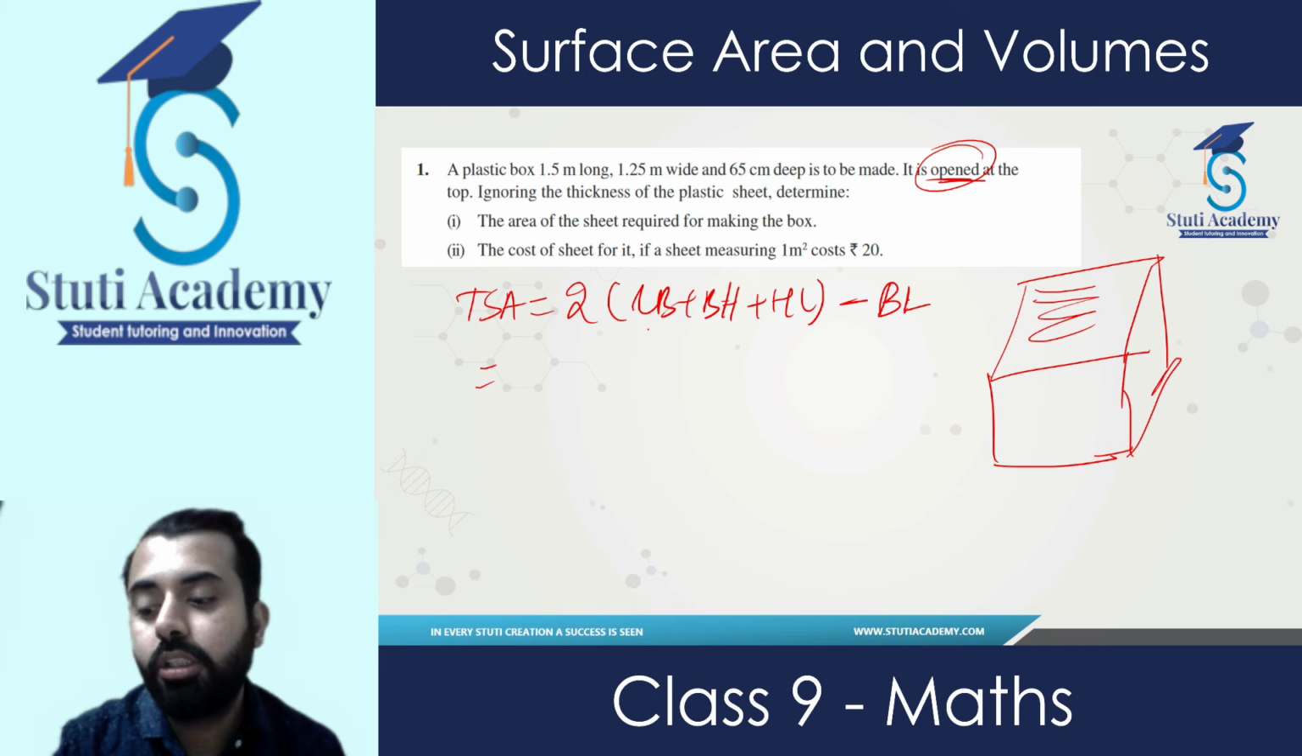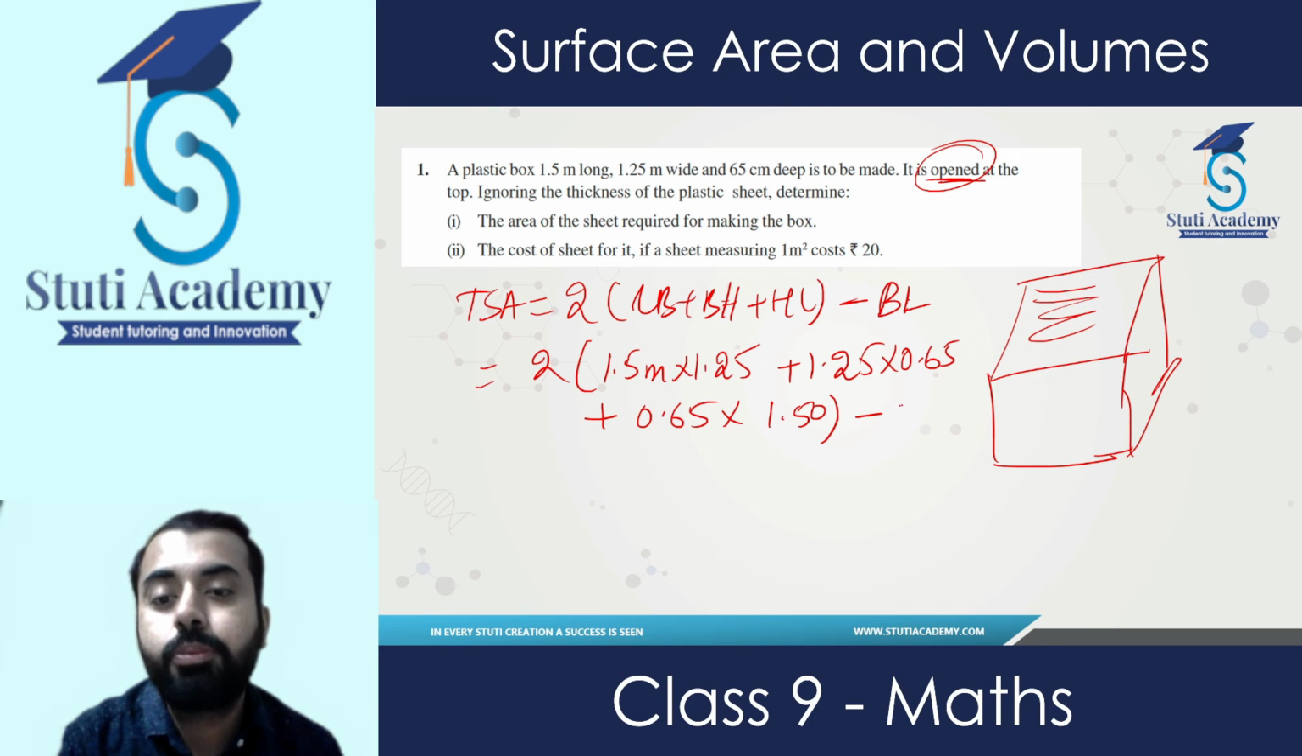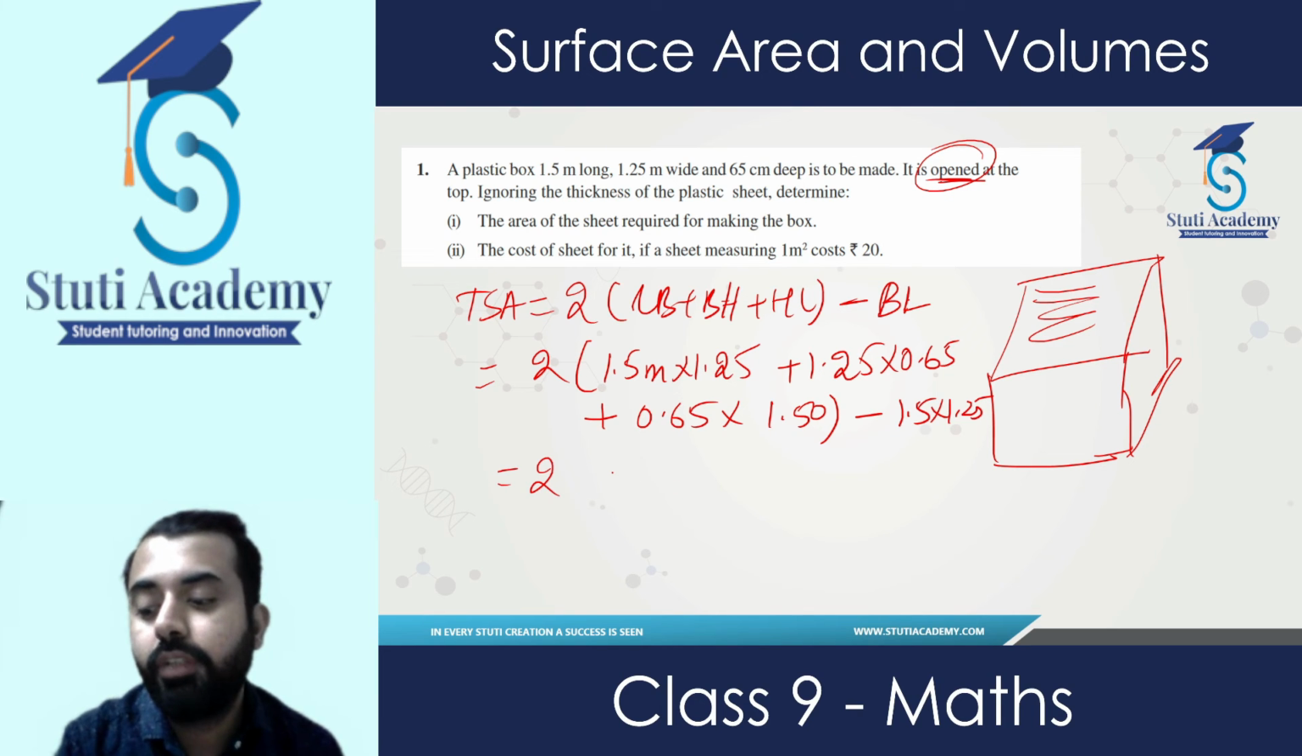Now you have to do what? Let's just do it again. 2 into L is what? 1.5 into 1.5 plus 1.25 into 0.65, plus 0.65 into 1. That is the case. I have to subtract 1.5 into 1.5 here also. Solve this. Let's see what we get here.